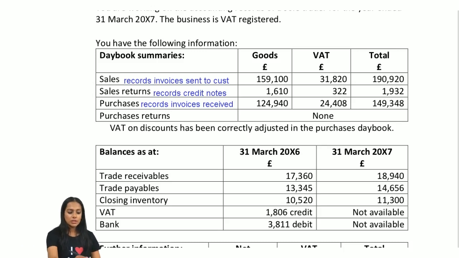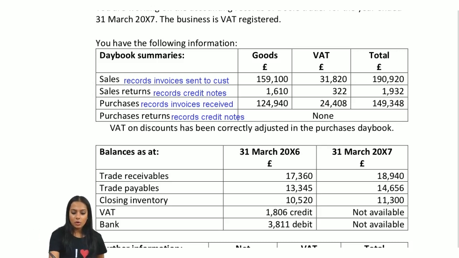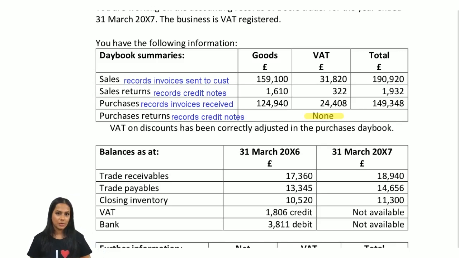The purchases returns daybook records credit notes received from our credit suppliers. And if we receive credit notes from our suppliers, it means that we owe our supplier less money. But in this situation here, we're told that for purchase returns, there are no entries in this book of prime entry. So the amount that we owe our supplier will not be reduced for this particular task. VAT on discount has been correctly adjusted in the purchases daybook.